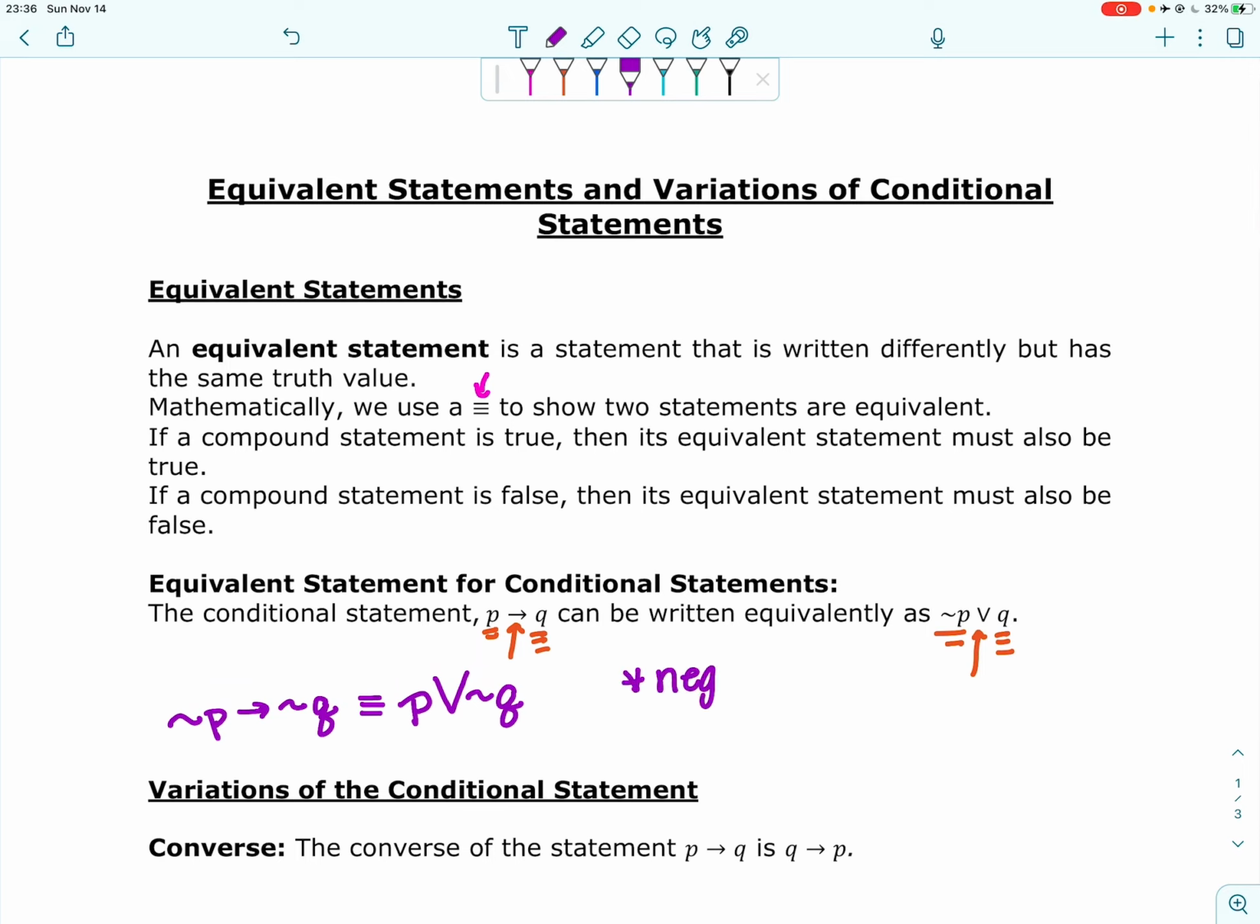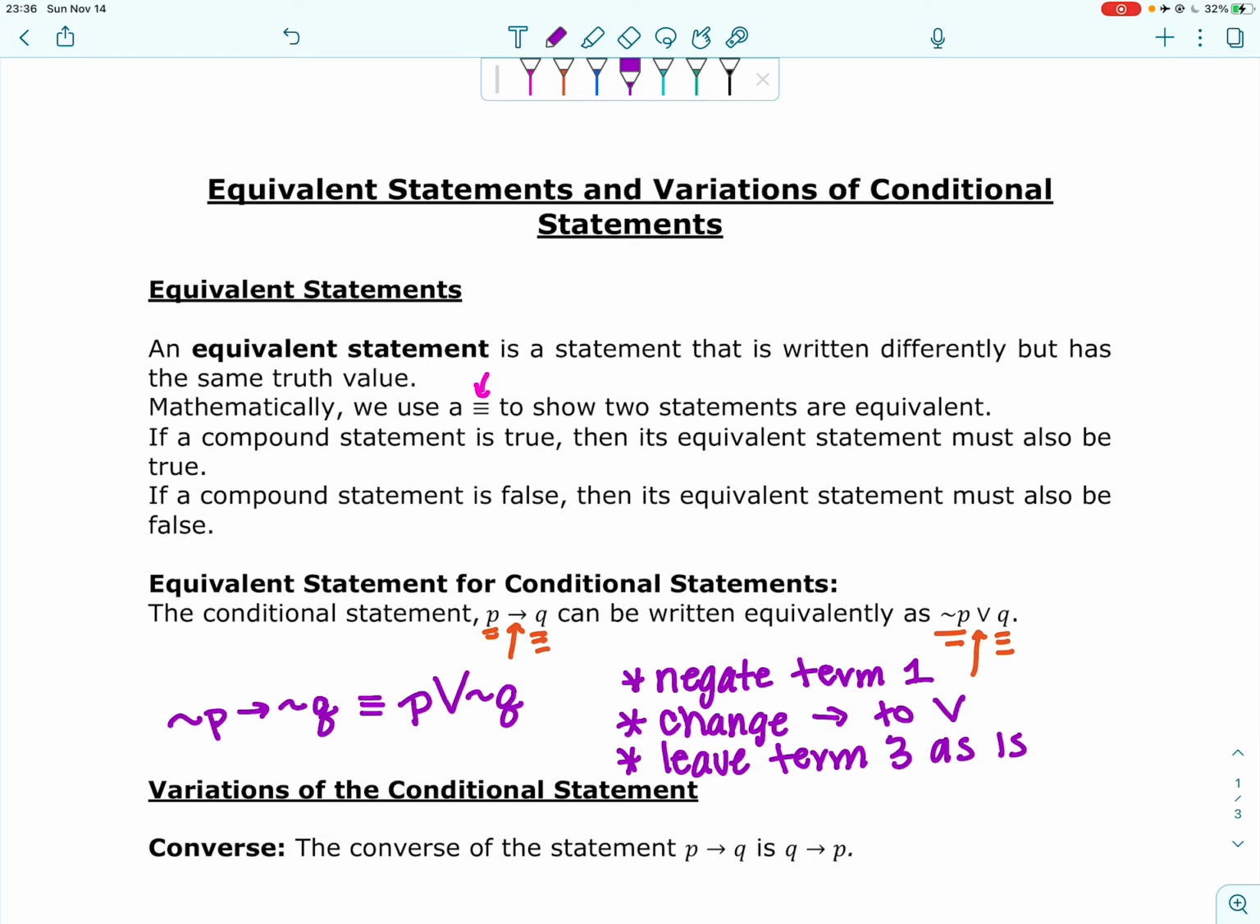So you negate term 1, change the arrow to the disjunction sign, and then leave term 3 as is. We're going to use this equivalent statement a lot when we get into our arguments.